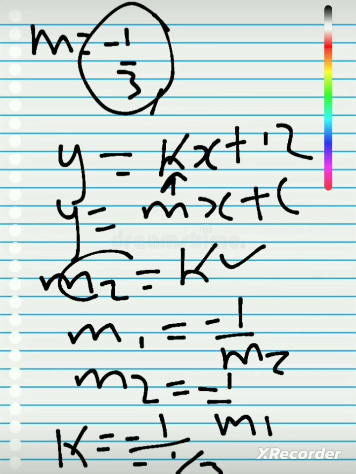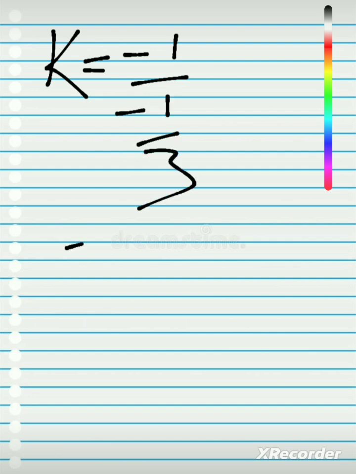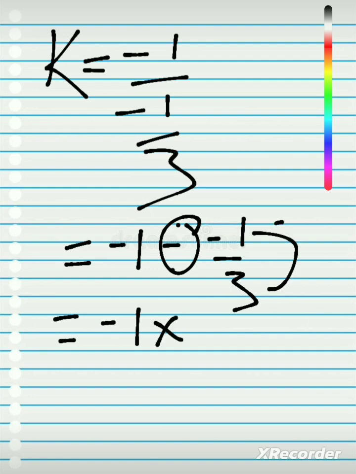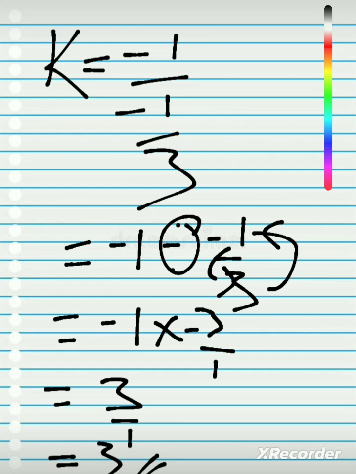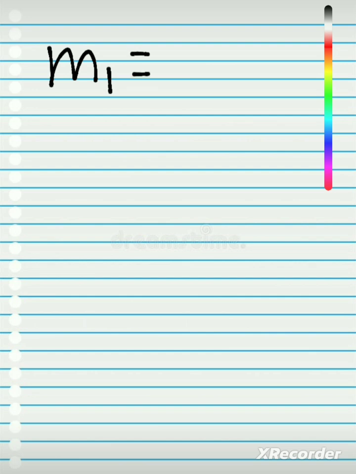Okay, so how do we simplify this? It's k equals negative 1 over negative 1 over 3. This means divide, so it's the same as negative 1 divided by negative 1 over 3, which you can change to times, then this goes on top and this goes on the bottom, so it becomes 3 over 1. Negative times negative is positive, 1 times 3 is 3 over 1, which is just the same as 3. But this is a waste of time. So our m1 is negative 1 over 3, right?